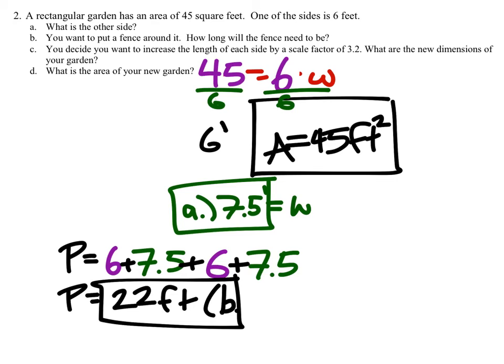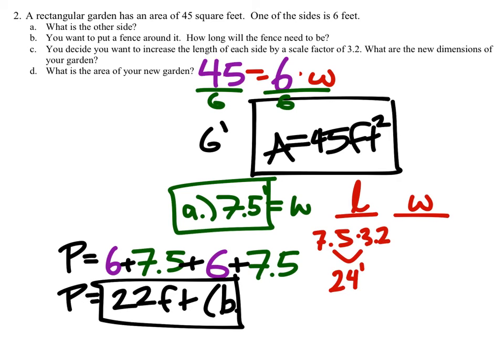You decide you want to increase the length of each side by a scale factor of 3.2. What are the new dimensions of the garden? So we got length and width. The new length would be 7.5 times 3.2, which is 24 feet, and the width is going to be 6 times 3.2, which is 19.2 feet, and that is part C.